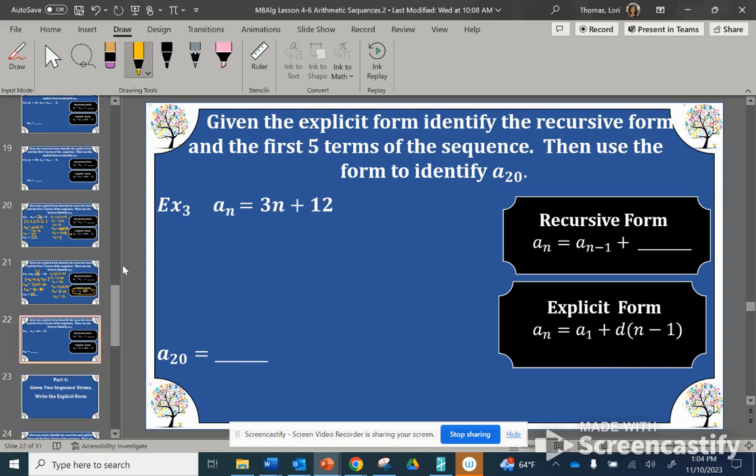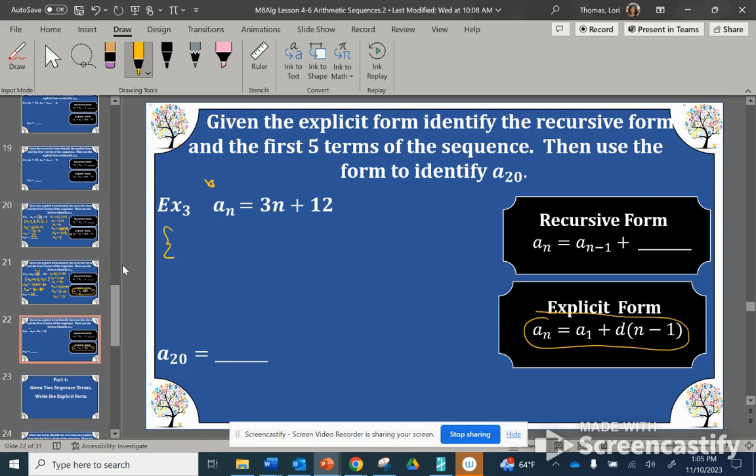Okay, let's do a third one. Again, this is the explicit form that has been condensed or simplified from the original. If you are asked to write the explicit form, you're going to start out by writing the first term plus whatever your common difference is, the pattern, and then it's always n times n minus 1. And then we'll distribute and combine to get a version that looks like this.